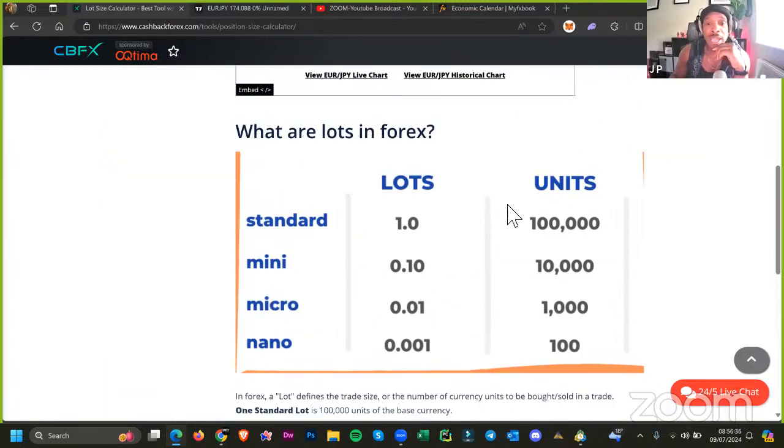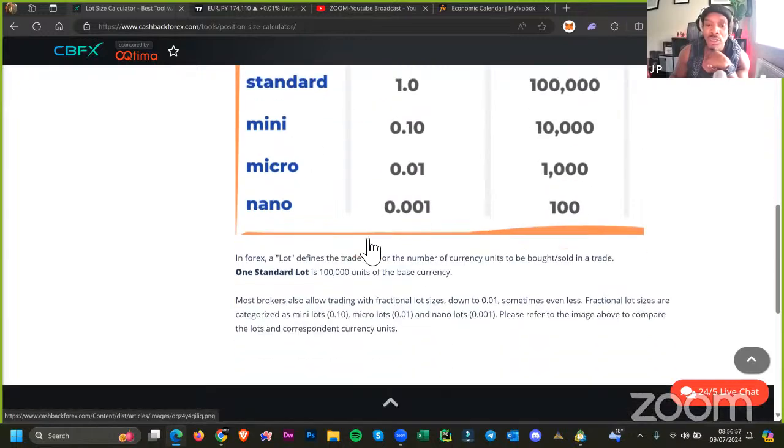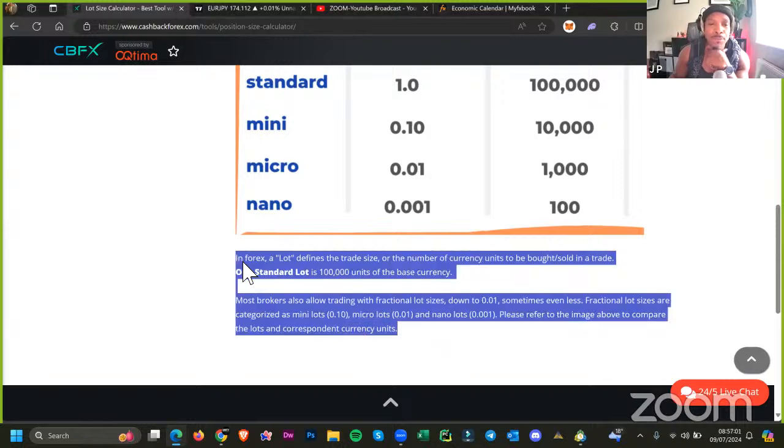Here's some terminology for you guys also. You might hear somebody say, I took a standard. A standard is one lot, or 100,000 units. A mini is 0.1, a micro is 0.01, and a nano, which some brokers allow, is 0.001. These are just terminology. Have a listen.